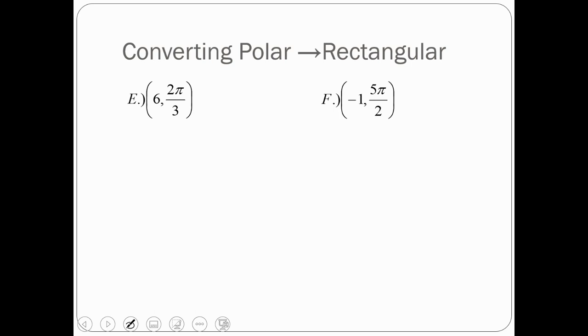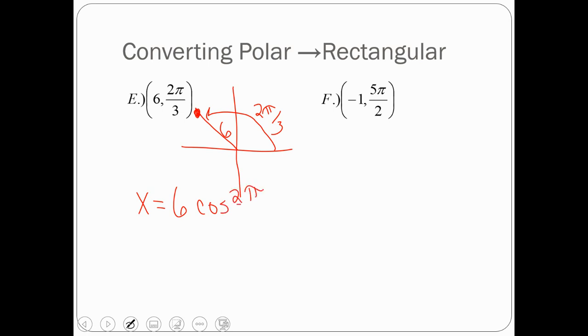So I have this point 6, 2 pi over 3. In order to change this, first of all, get an idea of where it's at. 2 pi over 3 is over here, and we're going 6 units out. So this distance is 6, and this angle is 2 pi over 3. So it should be a second quadrant rectangular point when you do this one. To find them, your x is going to equal 6 times the cosine of 2 pi over 3, and y would equal 6 times the sine of 2 pi over 3.